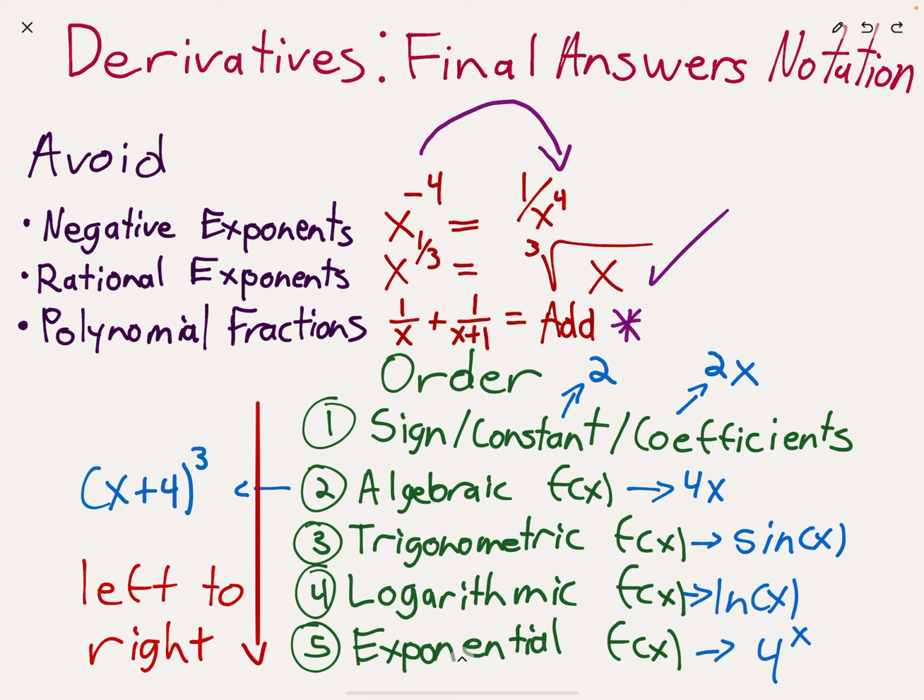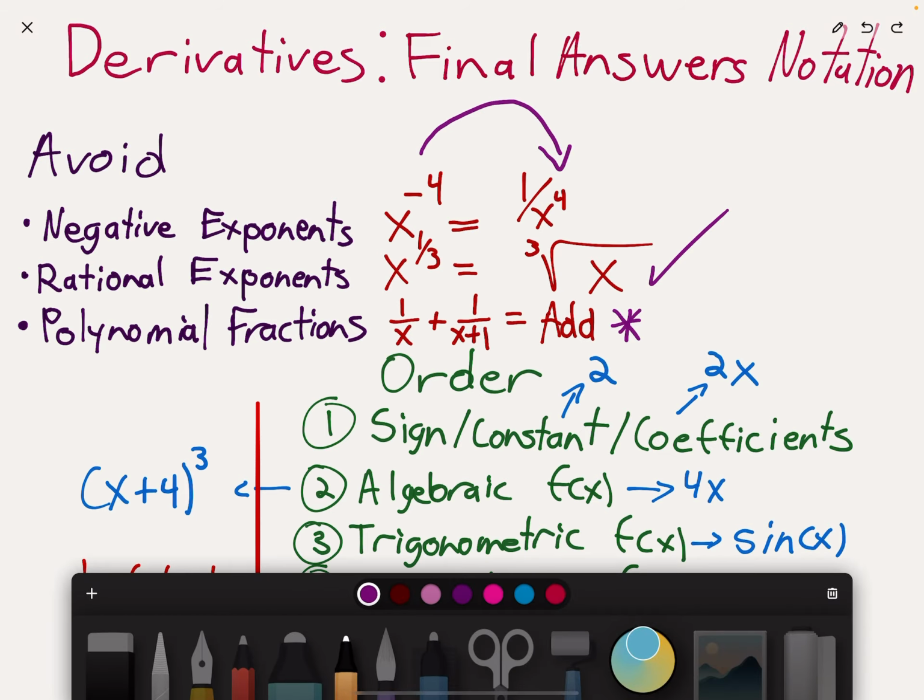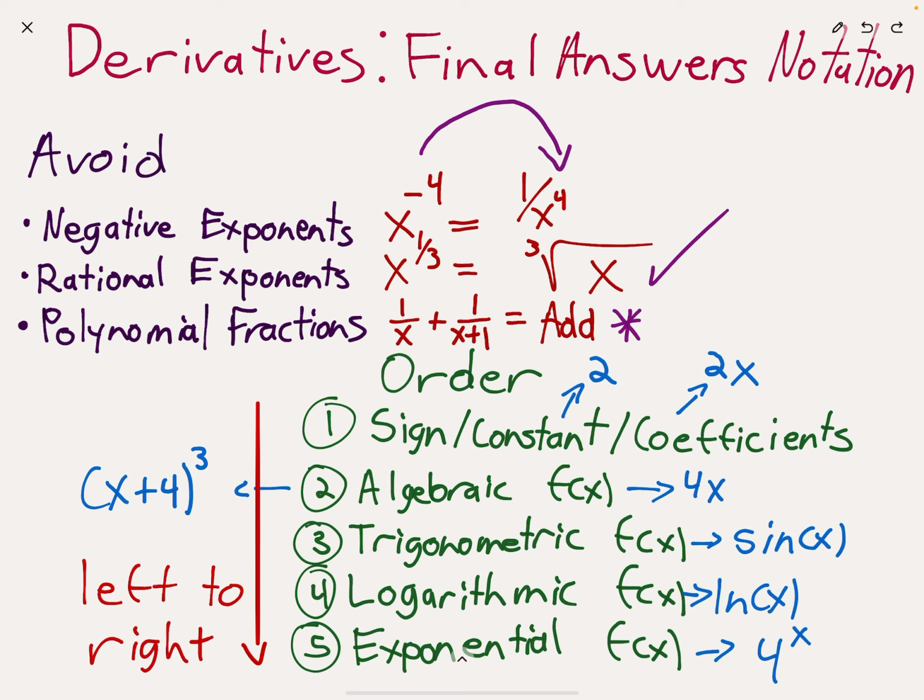In our final answers, we should actually write the functions that we have seen in order. I'm giving you here the order from 1 to 5. Starting on the left side, 1 would be the signs, the constant coefficients, and at the very end, on the very right, exponential functions.